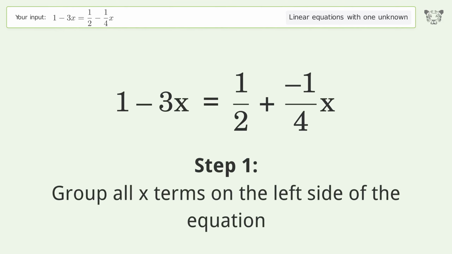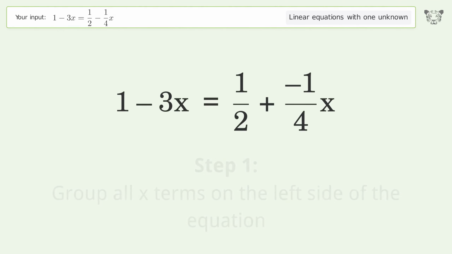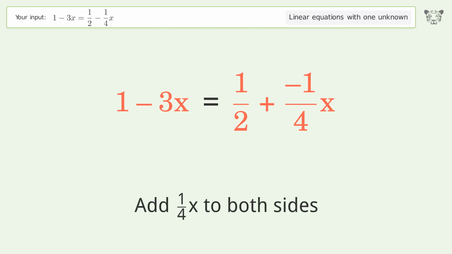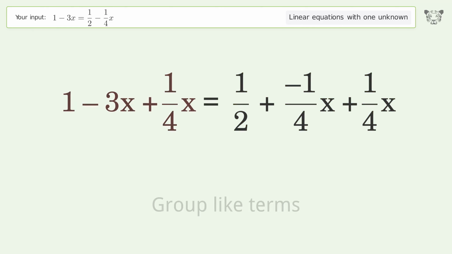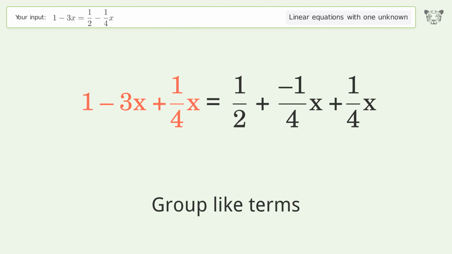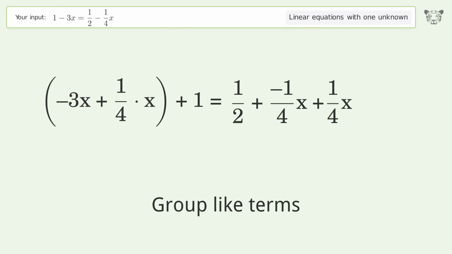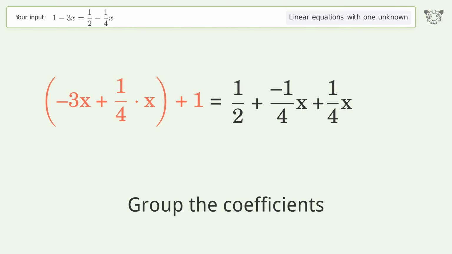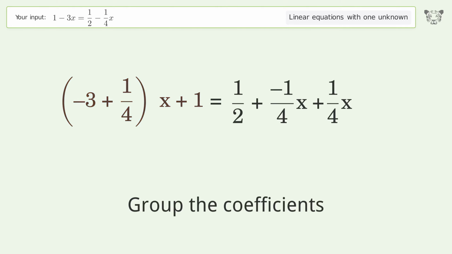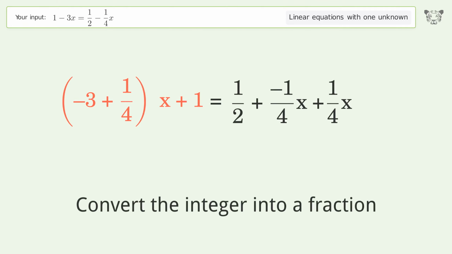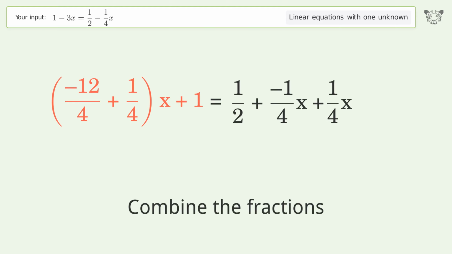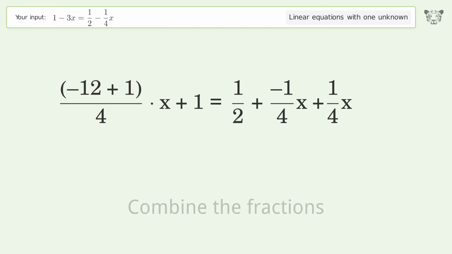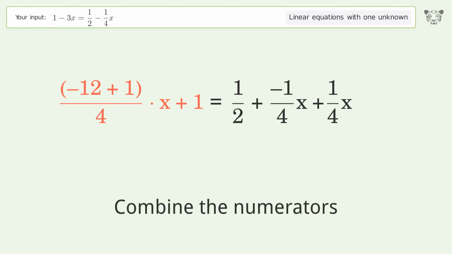Group all x terms on the left side of the equation. Add 1/4x to both sides. Group like terms. Group the coefficients. Convert the integer into a fraction. Combine the fractions. Combine the numerators.